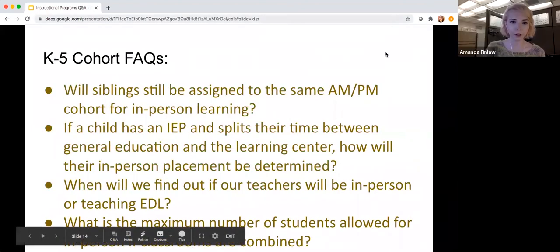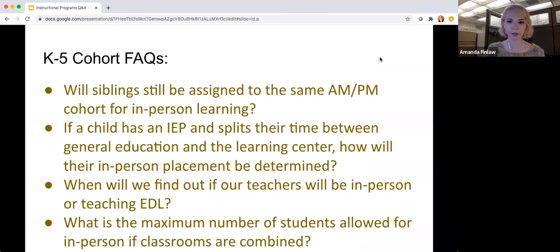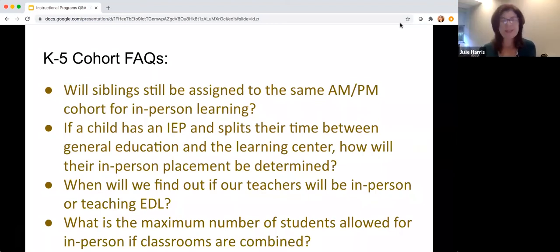Okay, moving on to K-5 questions. Will siblings still be assigned to the same AM/PM cohort for in-person learning? Siblings will be assigned to the same AM/PM cohort for in-person learning in the same school, and middle school staff will work with families who have children in another school.